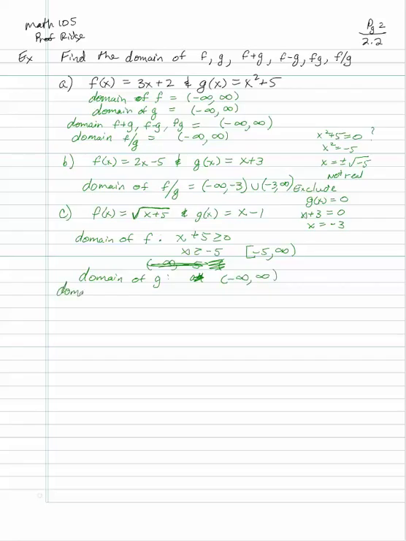Domain of f plus g, f minus g, and f times g is what they share in common, the overlap. Well, since g is all real numbers and f is just greater than or equal to negative 5, what's in common is going to be from negative 5 to infinity. Now the domain of f divided by g is also going to be negative 5 to infinity, but you also have to throw out what makes g of x equal to 0. Well, that would be positive 1. So we have to throw out positive 1. So it's negative 5 to 1, union 1 to infinity. Okay? So that's how you do the domain.